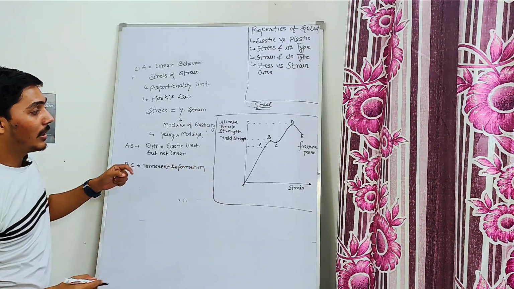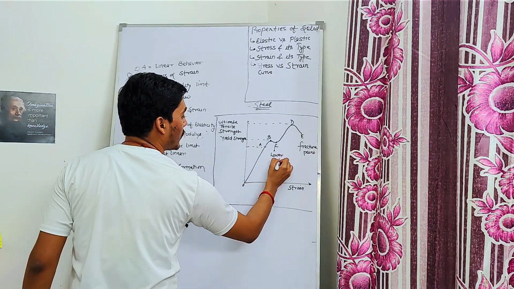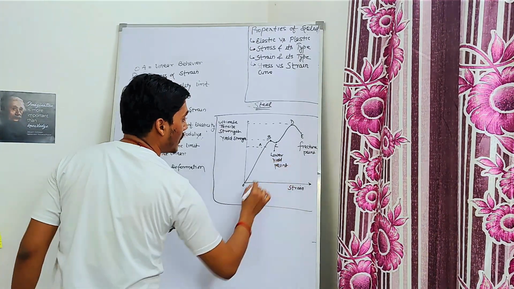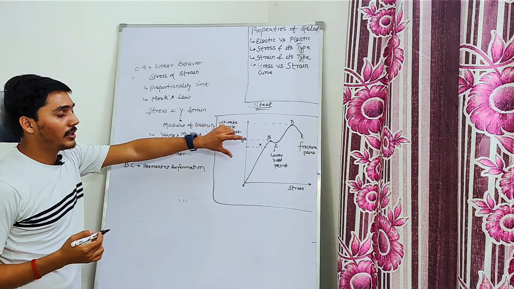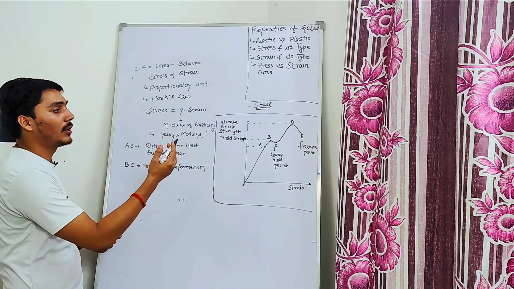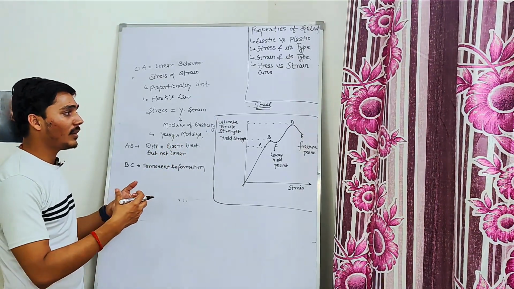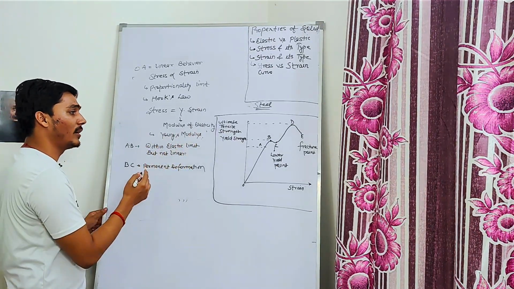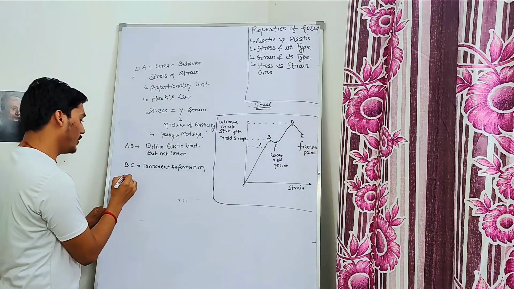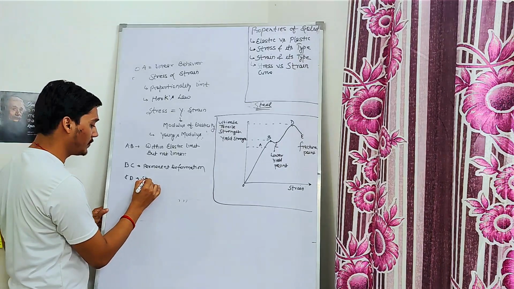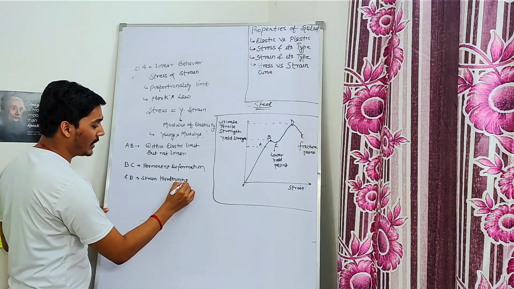Point C is known as the lower yield point. Again, if we apply load, we can see this type of behavior. This happens because of strain hardening, where molecules try to get attached to each other again. That is why the curve rises, and even after increasing the stress, we get an increase in strain also. So from C to D, there is strain hardening. That is why the curve is increasing.